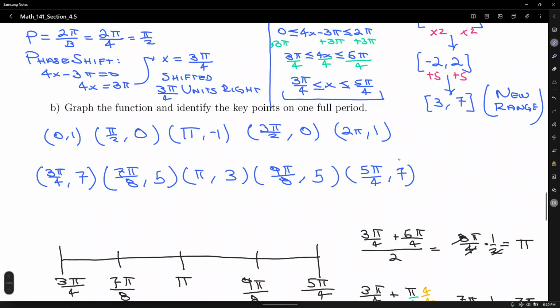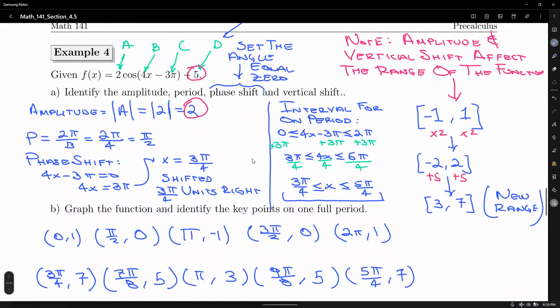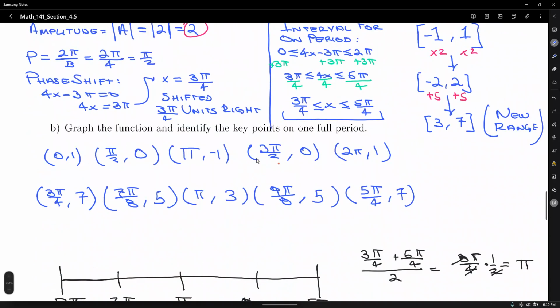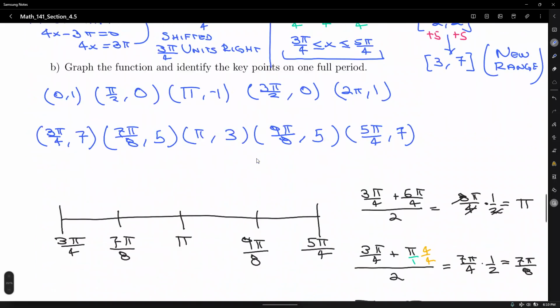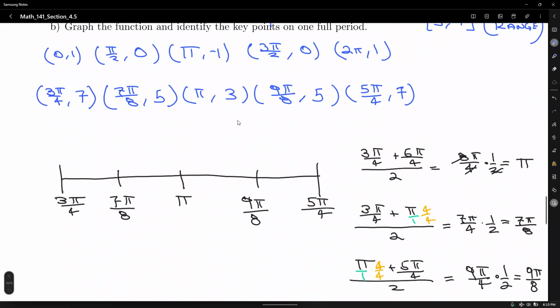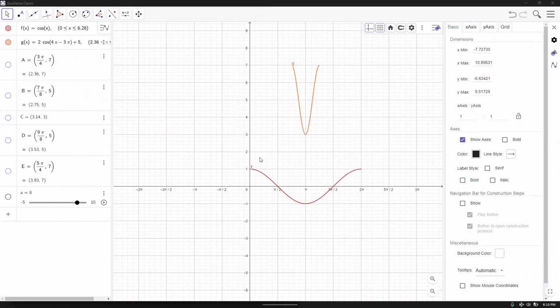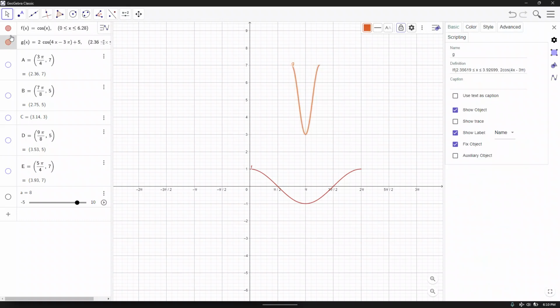All right? And these are going to be the new key points on the transformed function, which, yes, took us a lot of work. There's a lot more to do right here. All right, let's go to GeoGebra and graph these key points. I mean, to graph this function with the key points. Alright guys, so here we are in GeoGebra.